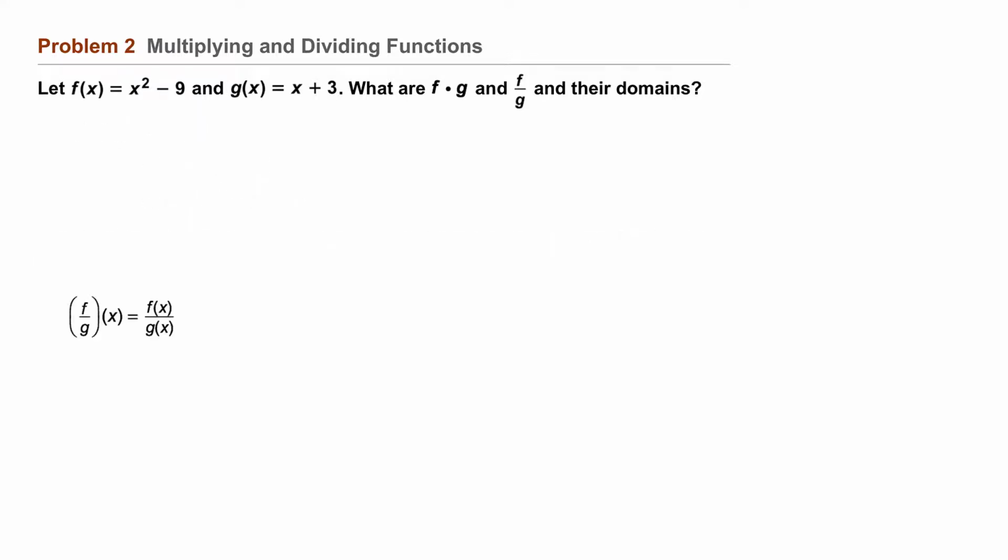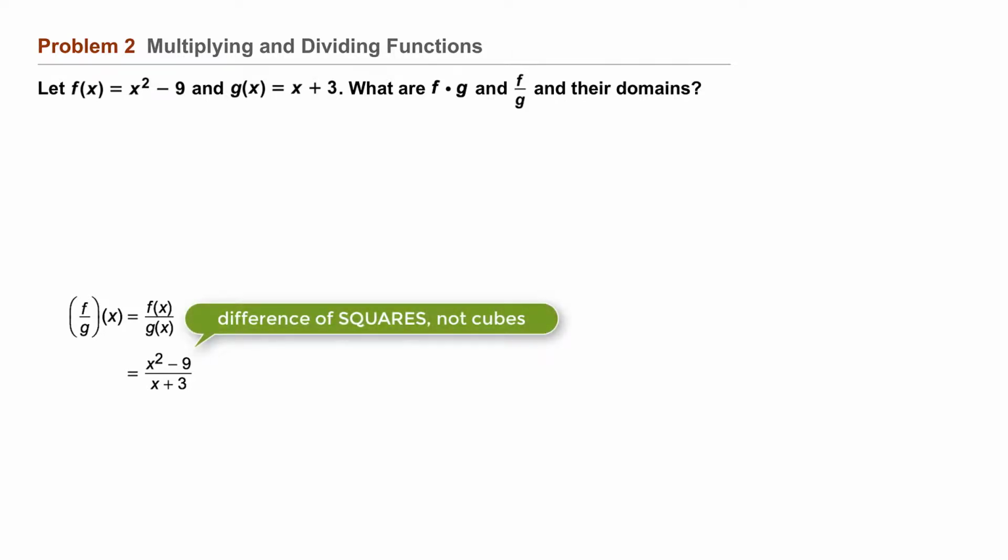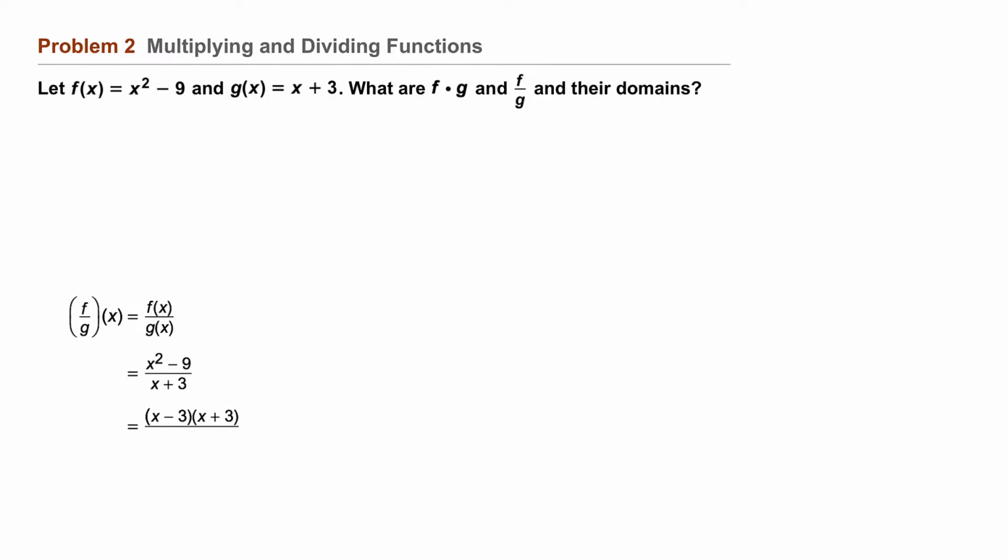f divided by g of x, well, we know that equals f of x divided by g of x. In this case, that's x squared minus 9 over x plus 3. Now, x squared minus 9, if we recognize that as a difference of squares, we can quickly factor it as x minus 3 times x plus 3, and that's still over our g of x expression, x plus 3. The x plus 3's cancel, and we find the simplified form of the expression on the right to be x minus 3. That, of course, is provided that x does not equal negative 3, because an x value of negative 3 in the denominator leads to a 0 denominator and an undefined expression.